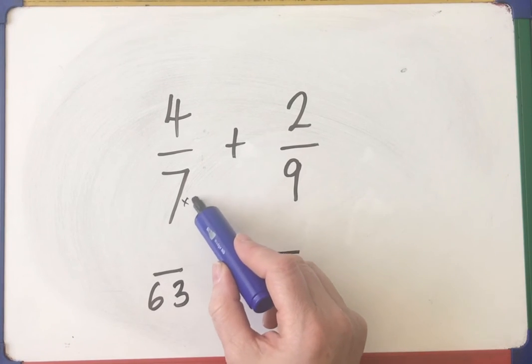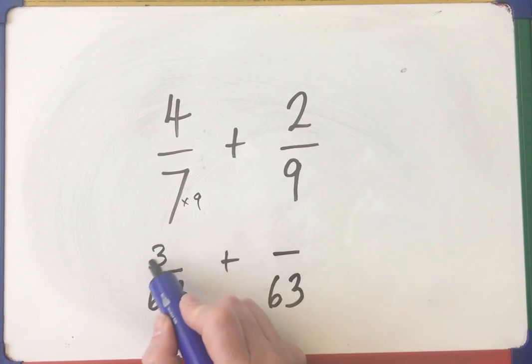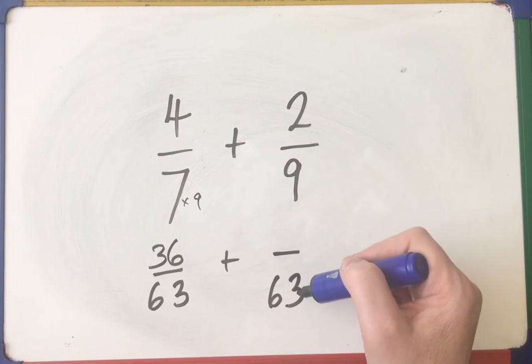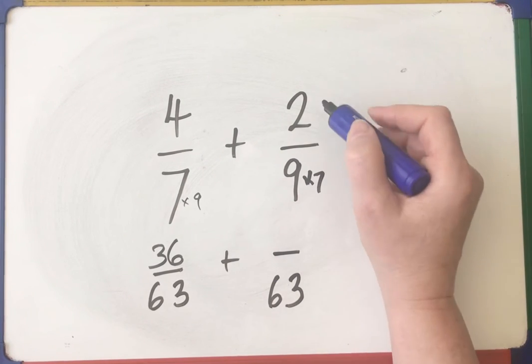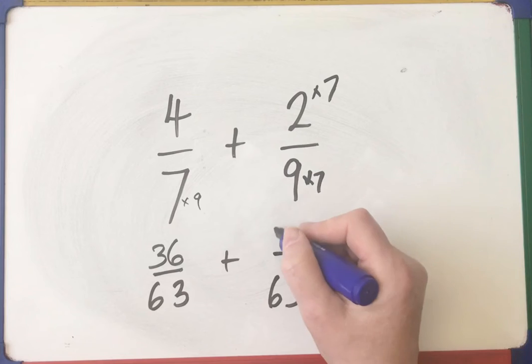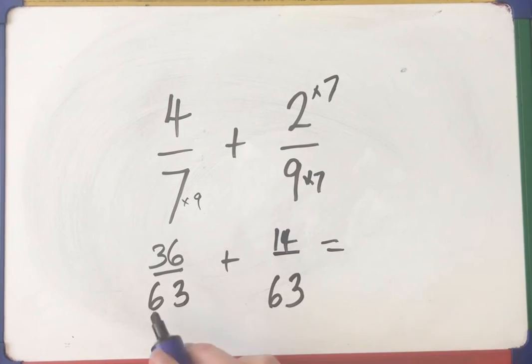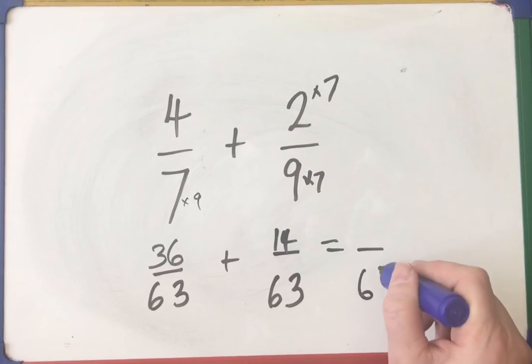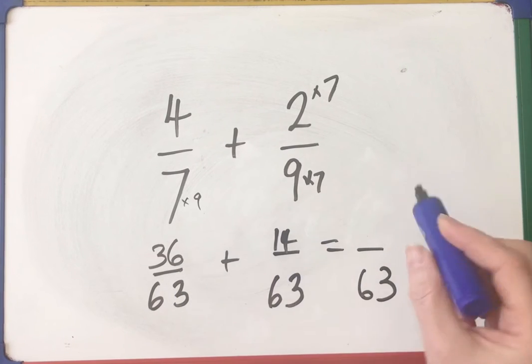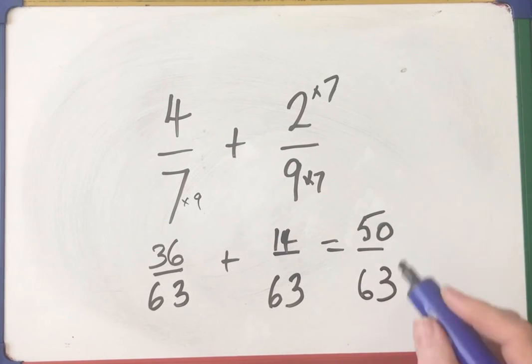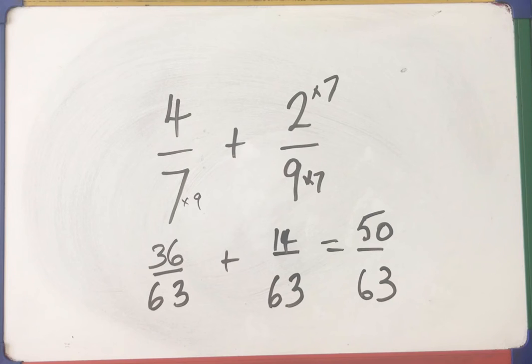Now I had to multiply that by 9, so that's multiplied by 9. 9 7s gave me 63, so I times that by 7. I must times the numerator by 7. And then 36 plus 14, so 36, 40, is 50. I can't cancel down, there's no common factor, that's the answer.